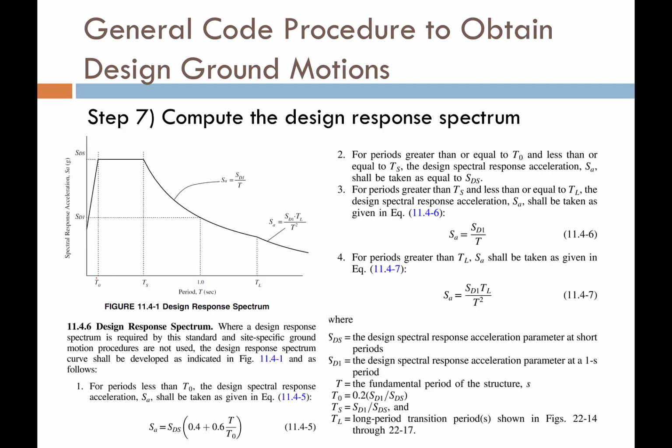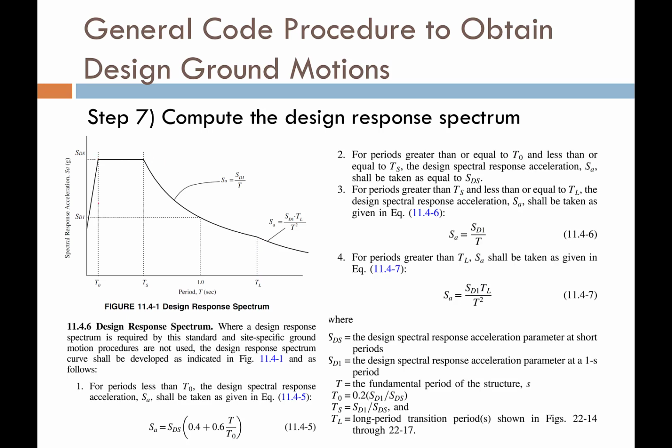So T naught is the beginning of this tabletop portion of the response spectrum. TS is the end of the tabletop period. And then you have this logarithmic decrement. It just decays at a nice logarithmic pace. And then you have a change in the logarithmic decrement for very long period stuff that occurs at period TL. So those are what the different periods mean. Okay.